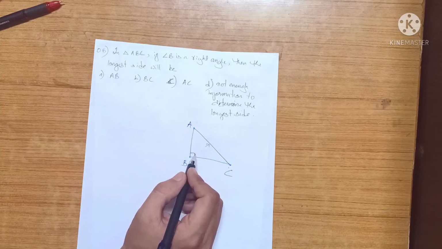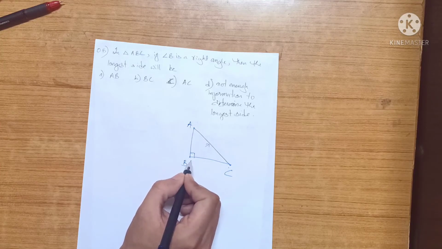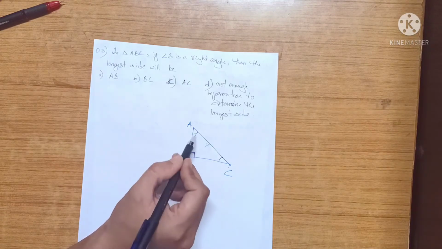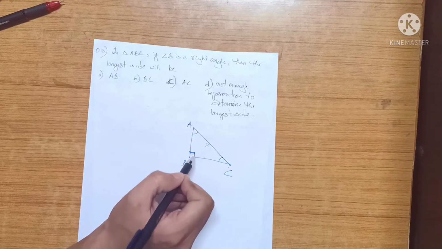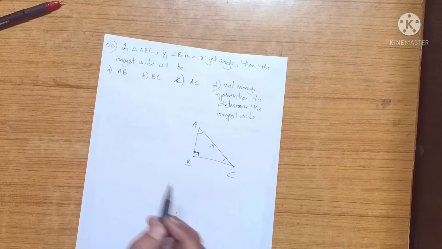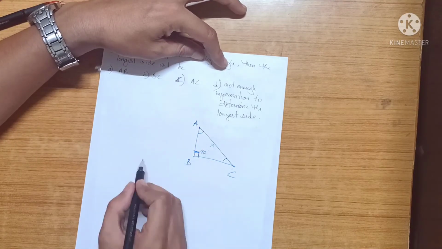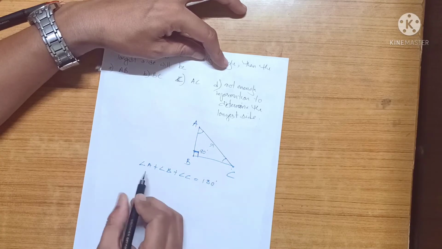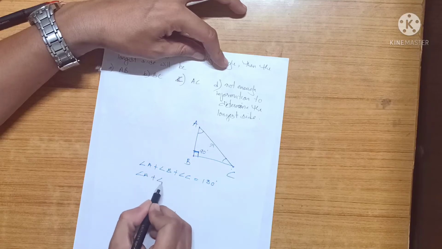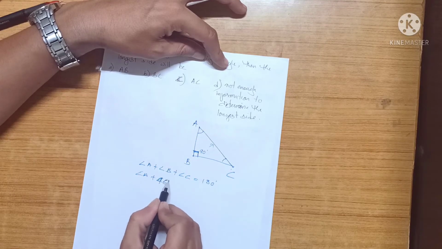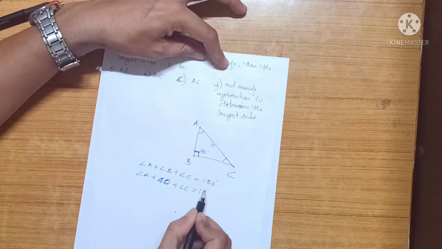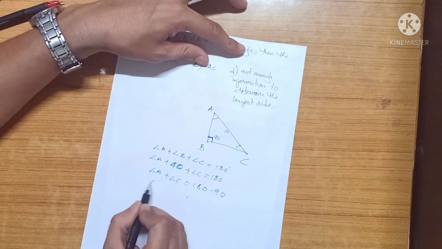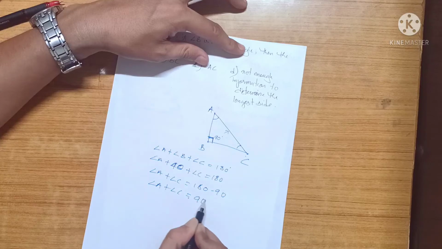In a triangle, when there's a 90 degree angle, the other two angles cannot be larger than 90. They have to be smaller than 90. Why? Suppose one of them is 90 as well. Angle A plus angle B plus angle C is 180 degrees, right? Angle A we don't know, angle C we don't know, but angle B is 90. So angle A plus angle C equals 180 minus 90, so angle A plus angle C equals 90 degrees.